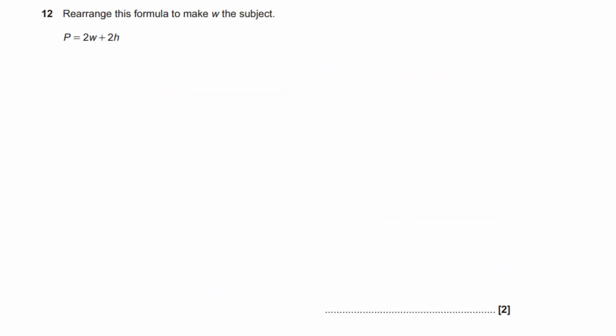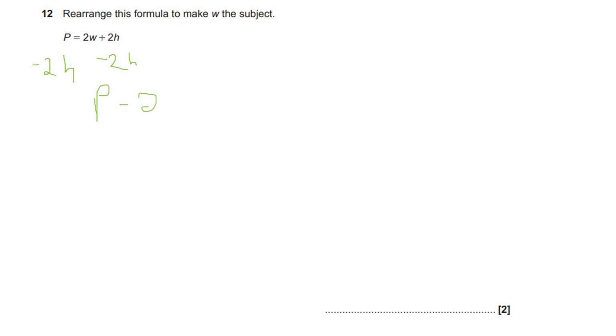Question number 12. Rearrange this formula to make W the subject. Again, another hot topic, guys, for paper 3. So, rearranging formulae. P is equal to 2W plus H. So I'm going to subtract 2H on both sides. I treat this method exactly like I'm solving an equation, but I keep the actual letters together here, hence why it's called a formula.